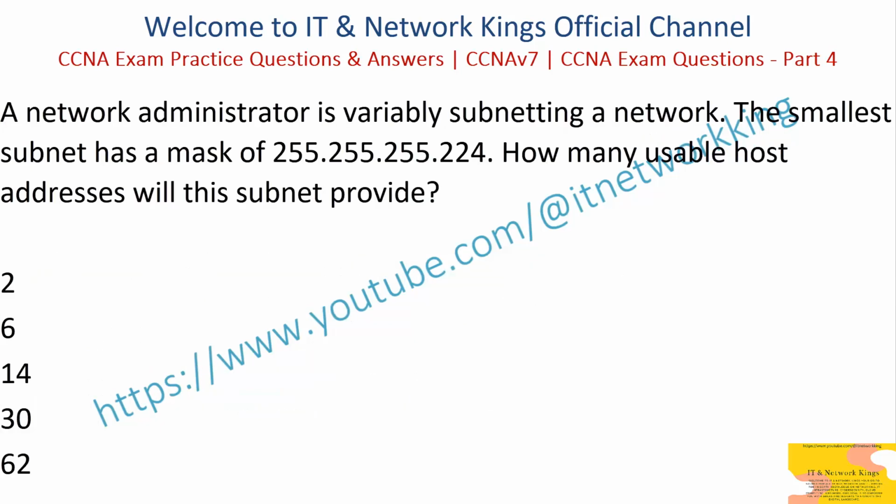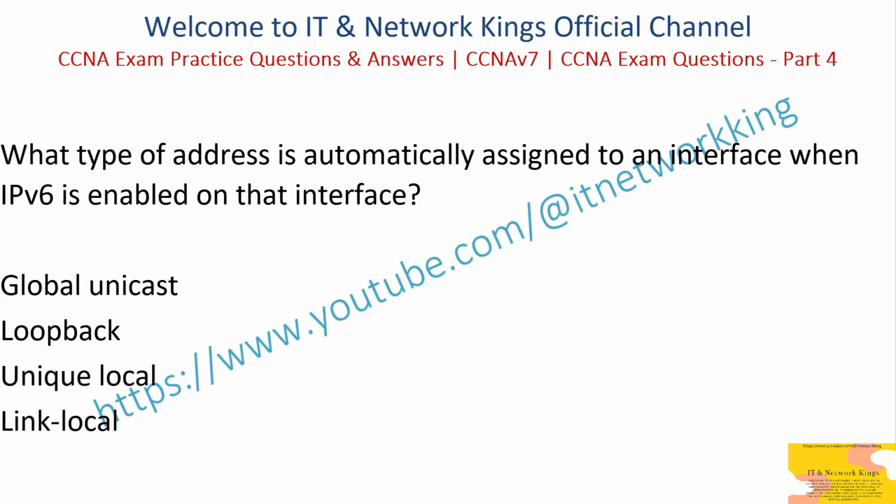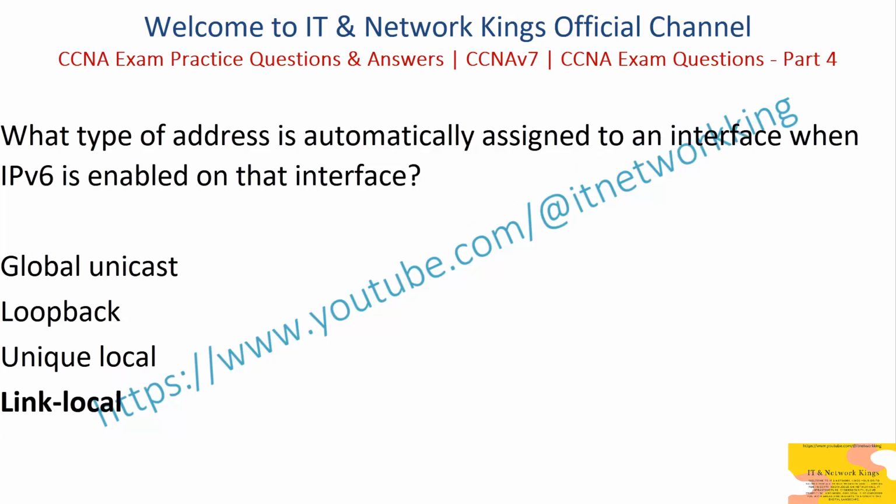A network administrator is variably subnetting a network. The smallest subnet has a mask of 255.255.255.224. How many usable host addresses will this subnet provide? 2, 6, 14, 30, 62. Answer, 30. What type of address is automatically assigned to an interface when IPv6 is enabled on that interface? Global unicast. Loopback. Unique local. Link local. Answer, link local.